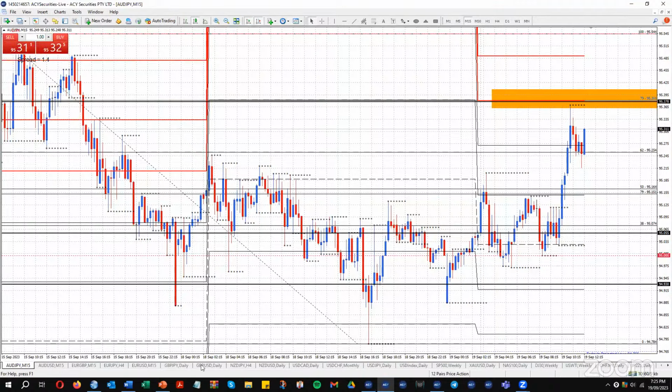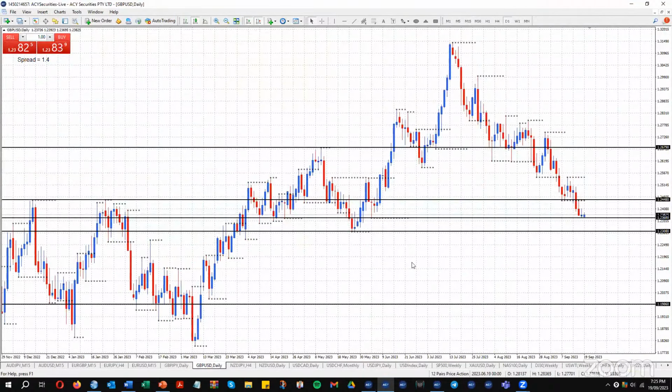All right, getting into the pound. Pound's been working nicely to support and resistance too. So at the moment, just from a day chart perspective, support and resistance has been working great. We had broken support here.